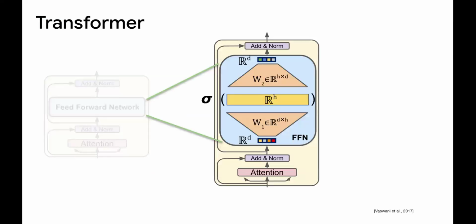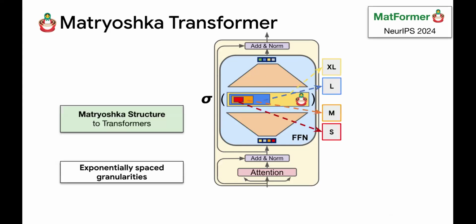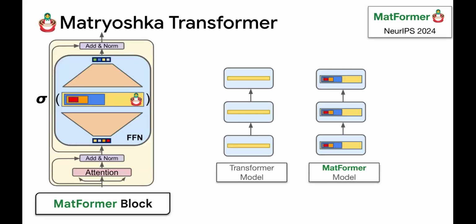Having said that, answering the most burning question: how does this apply to a transformer? Turns out a transformer is just a bunch of matrix vector multiplications. So wherever you see a vector, you can put a Matryoshka there, and you add the same exponential structure of Matryoshka. Let's call it XL, L, M, and S. It can be like 128, 64, 32, and 16 for all practical purposes. And this is a single block of transformer changed into Matryoshka, and we call it a MatFormer block.